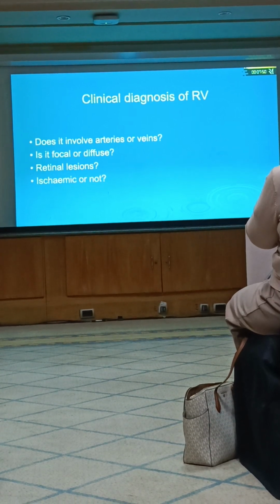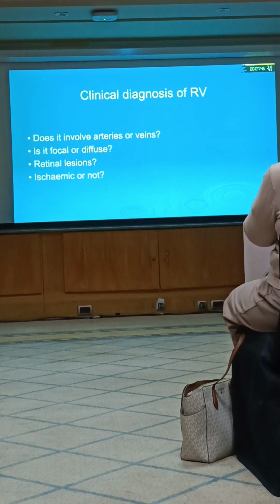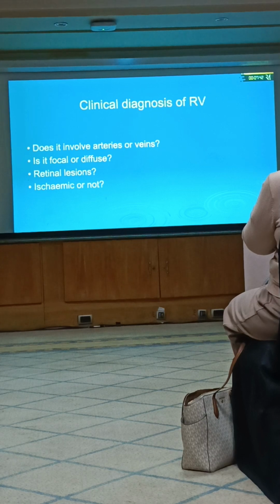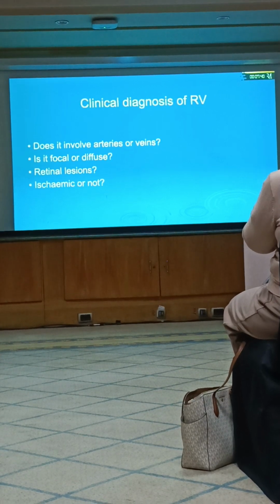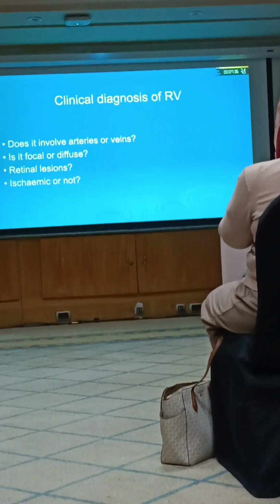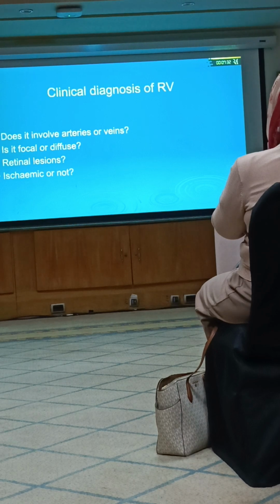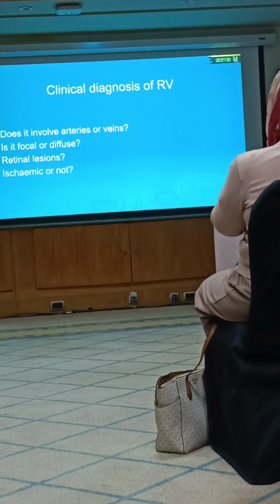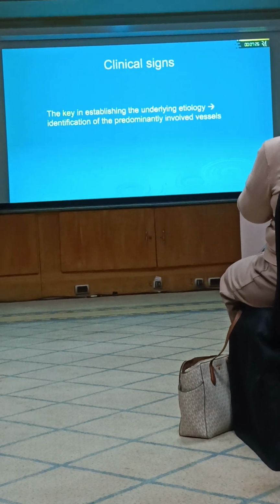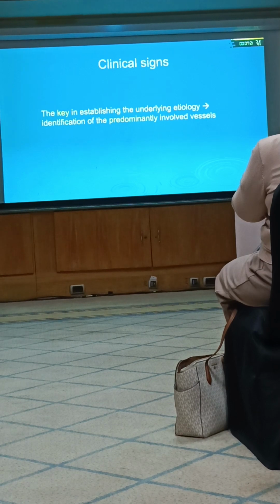So if you answer these questions, you can narrow your differential diagnosis. The first question you ask yourself when you see a retinal vasculitis: does it affect an artery or a vein? Second, is it focal or diffuse? Any associated retinal lesions? Is it ischemic or not? Let's see how these questions can help us. The first question, does it affect artery or vein? It is the key question to answer.